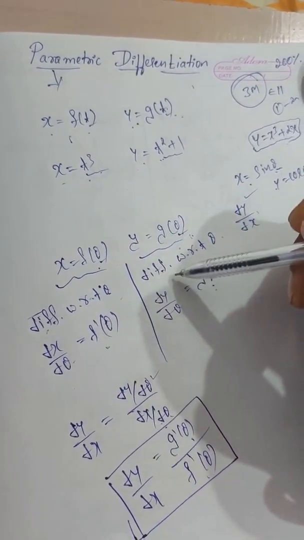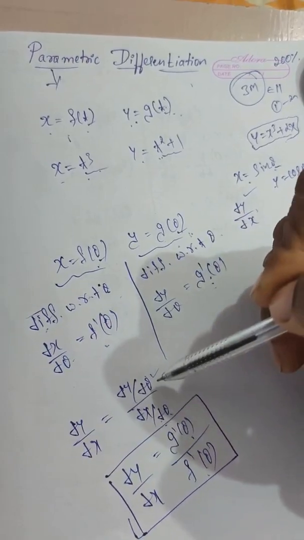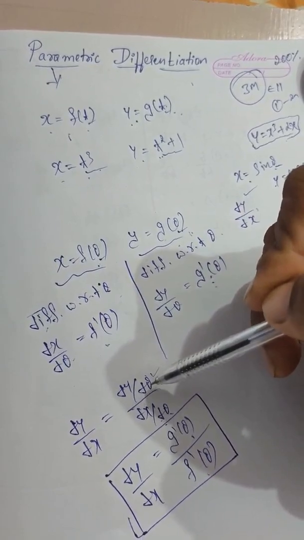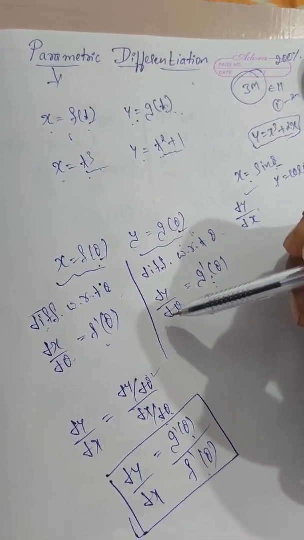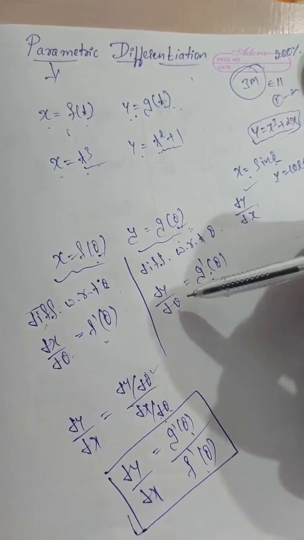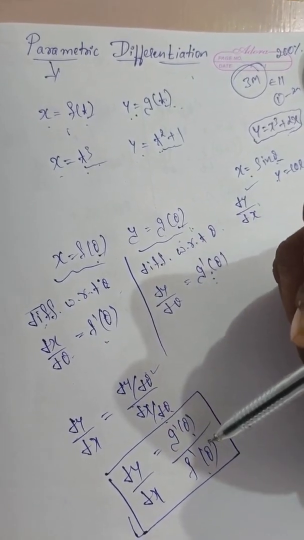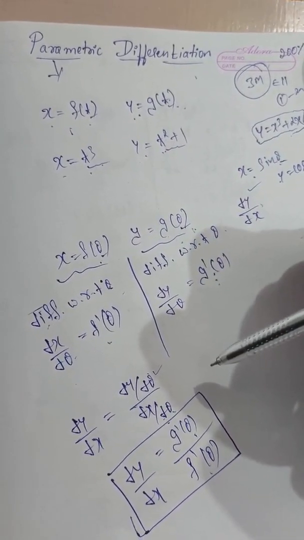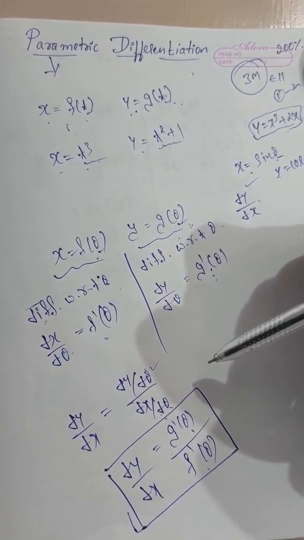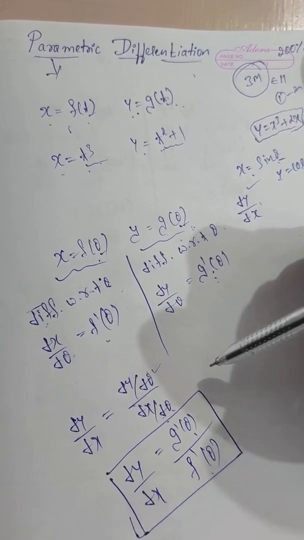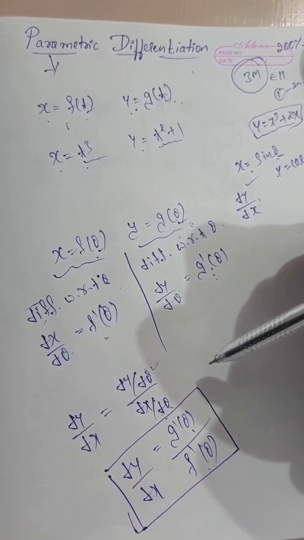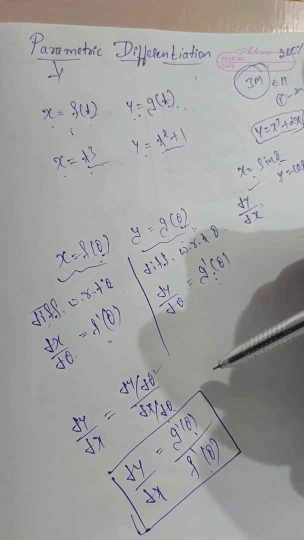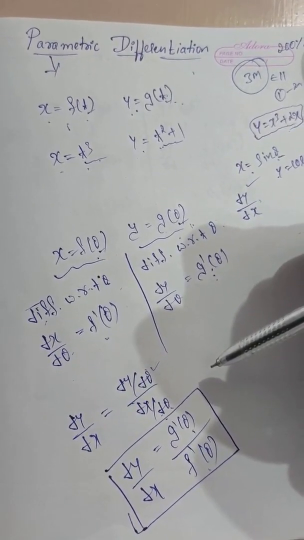After differentiating separately, to find dy by dx, you write dy by d theta divided by dx by d theta, and you substitute the dy by d theta and dx by d theta. So what we differentiate above, you substitute in the last step. This is the procedure in parametric differentiation. We already discussed some problems, and the same type of problems we'll do in this class also. Guarantee question, don't miss this problem, very easy problem. If they ask in the exam, don't miss the problem.